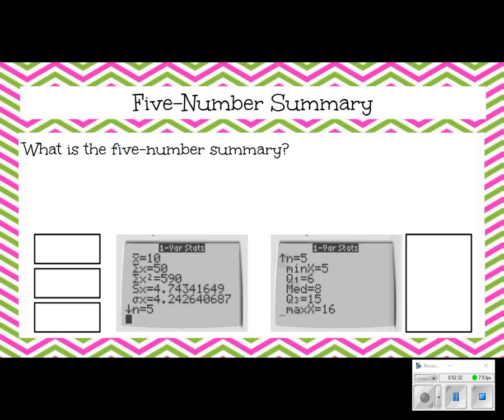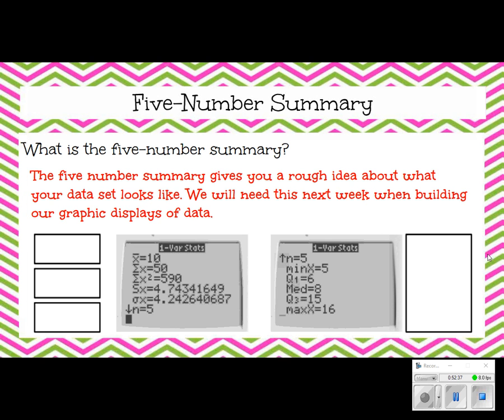All right, so we're also going to look at the 5-number summary today. The 5-number summary is a summary that gives you a rough idea of what your data set looks like. We will need this next week when we're building our graphic displays of data, especially our box and whisker plot. So the 5-number summary is going to come from that second part. So let's fill in this first part.